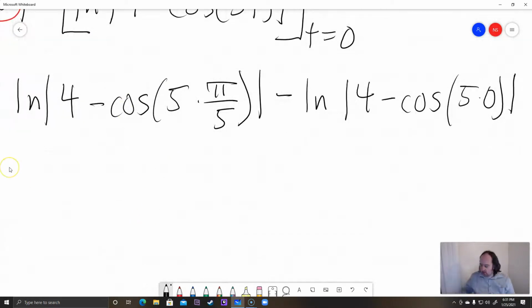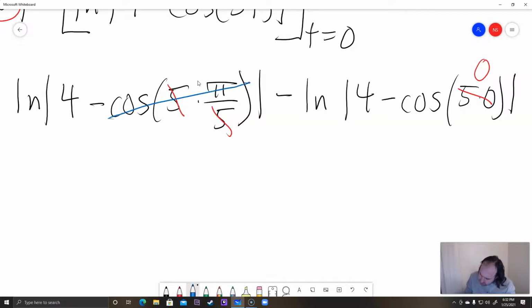Now we can simplify these a little bit. So the 5 times pi over 5 just ends up becoming pi because the 5's cancel. And then 5 times 0 is just 0. Now, if you don't remember your unit circle, you're welcome to use a calculator, even an online calculator. But I think I remember my unit circle well enough to do cosine. So cosine of pi is going to be the same as cosine of 180 degrees. So you're going to be on the negative x-axis. And cosine is the x-coordinate, so that's going to be negative 1. Okay, so cosine of pi is actually negative 1.